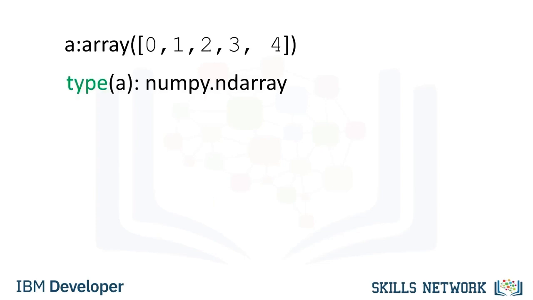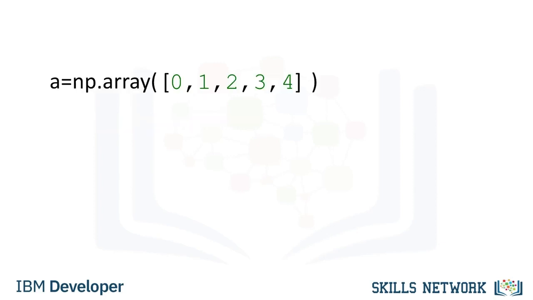If we check the type of the array, we get numpy.ndarray. As NumPy arrays contain data of the same type, we can use the attribute dtype to obtain the data type of the array's elements. In this case, a 64-bit integer. Let's review some basic array attributes using the array A.